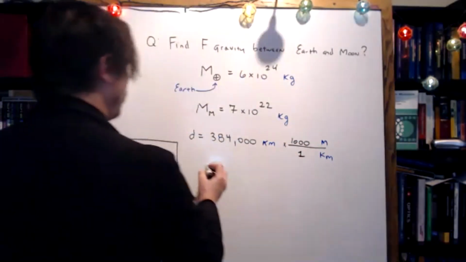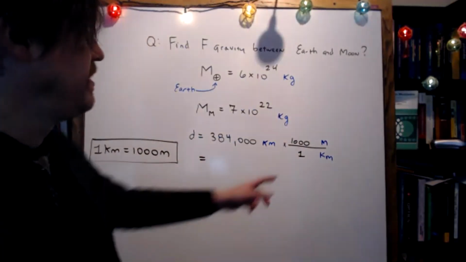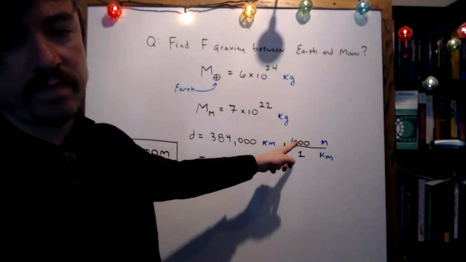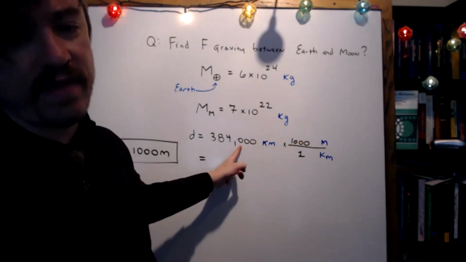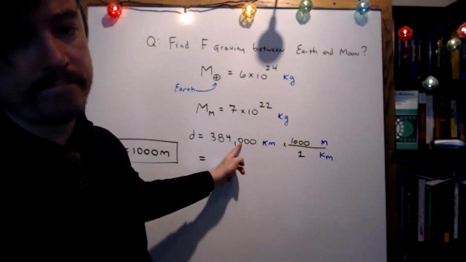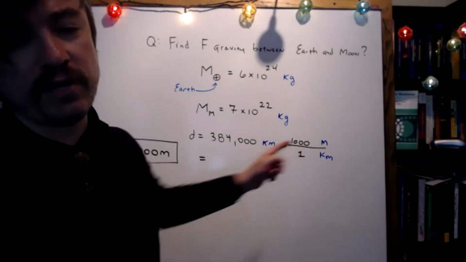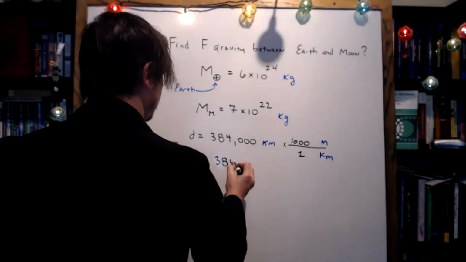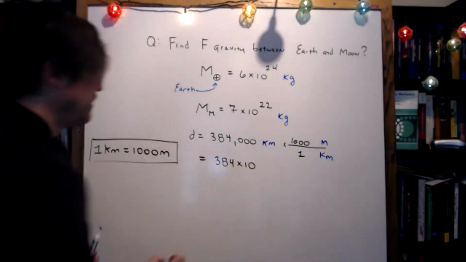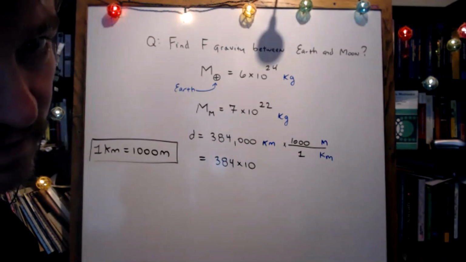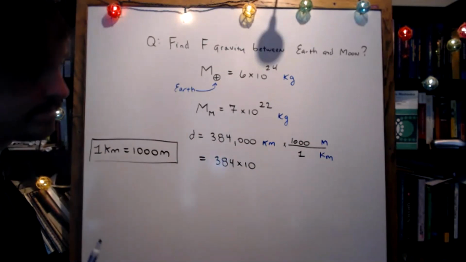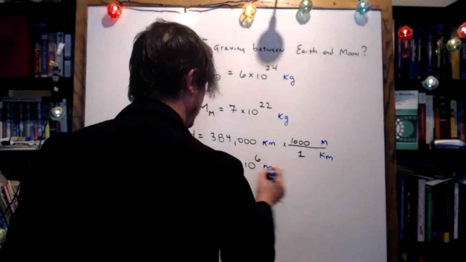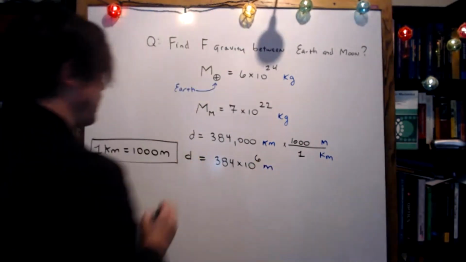Okay. Now, let's see if we can do this in your head. How many zeros do you have there? I have 3 zeros. And how many zeros do you have there? 3 zeros. For a total of how many zeros? 6 zeros. So I can write this as 384 times 10 to the 6th power, and that's meters. And that's the units we need for our law of gravity.